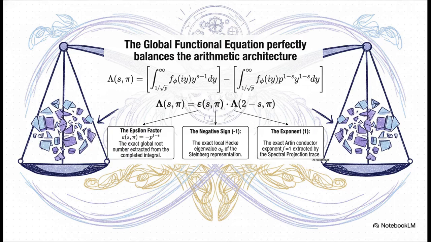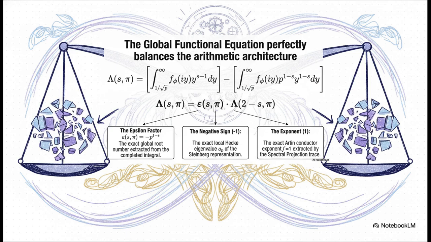This brings us to the grand climax of the entire architecture, the global functional equation. Look at how beautifully symmetrical this is. The integral on the left for Lambda of s, pi perfectly mirrors the right side. All of those highly local, chaotic pieces, all those singularities we just painstakingly filtered and smoothed, they all culminate right here. They perfectly balance each other on a cosmic mathematical scale, creating an equation that defines the arithmetic architecture of the universe itself.